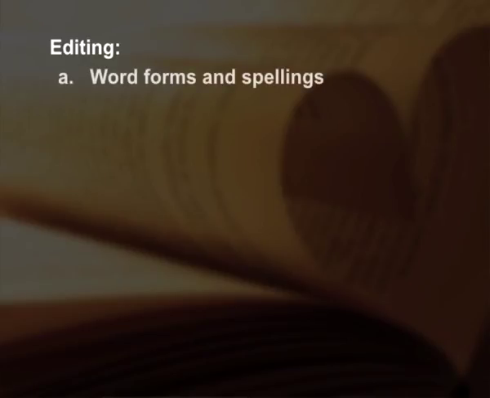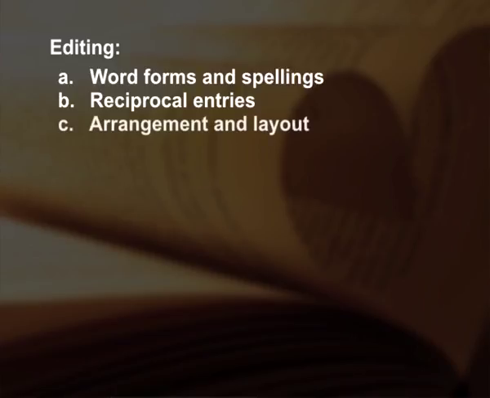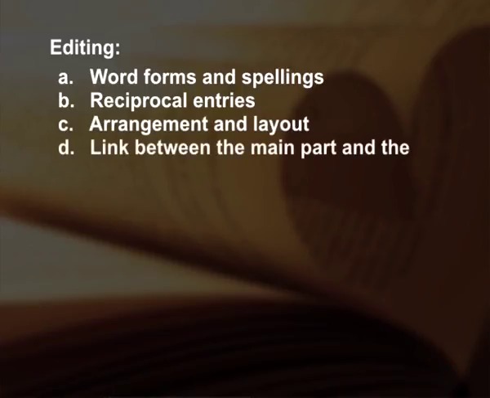10. Editing. The draft of the main part and the auxiliary parts should be checked and tested on the following points: A. Word forms and spellings. B. Reciprocal entries. C. Arrangement and layout. D. Link between the main part and the auxiliary part. All mistakes detected should be corrected. An explanatory introduction explaining the scope, structure and the arrangement of the thesaurus and a guide to the usage should be prepared and prefixed to the thesaurus. Finally, necessary instructions should be added for the printing.